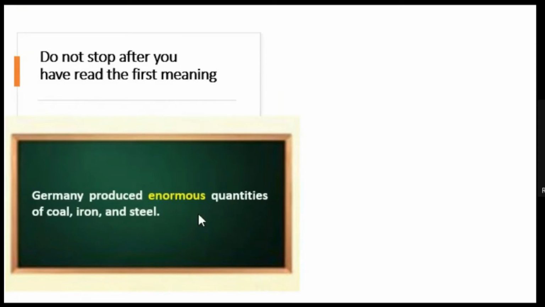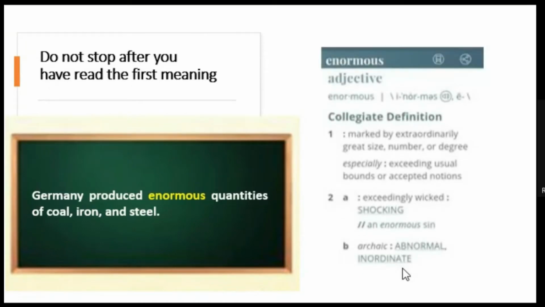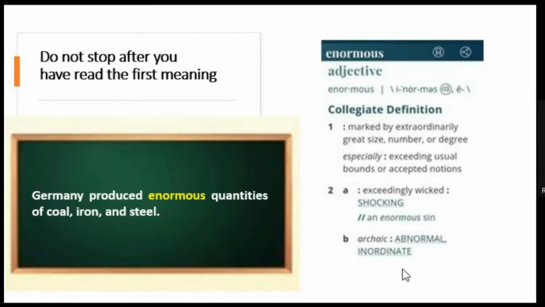Like for example, here class, the sentence is, can somebody read the sentence? Help me out with this, class. Yes, Pauline. Germany produced enormous quantities of coal, iron, and steel. So the word enormous is highlighted. Meaning your teacher is asking you to find the meaning of this word. So you now look at the dictionary.